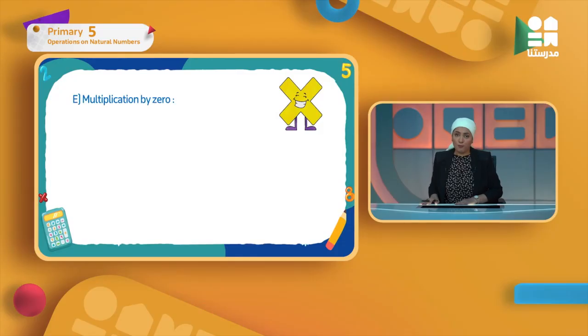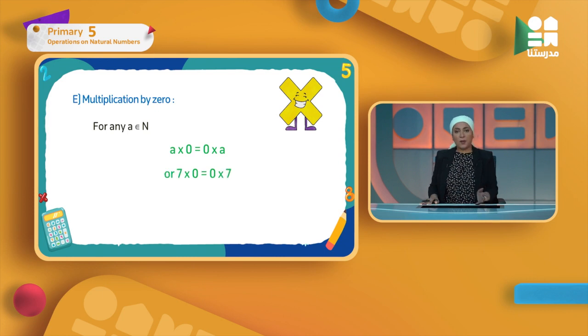The new 2 properties are multiplication by 0. For any A belonging to N, A times 0 equals 0 times A. إنه أي number I multiply by 0 is a 0. So it doesn't matter if I put the 0 first or last. Whenever I have a 0 or I multiply by a 0, the answer is a 0.